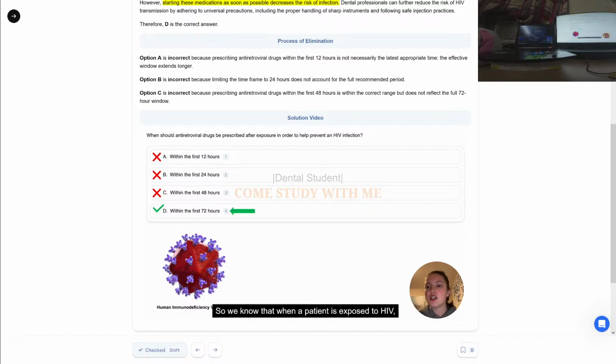So we know that when a patient is exposed to HIV, it is recommended that antiretroviral drugs should be prescribed within the first 72 hours after the exposure to prevent an HIV infection.